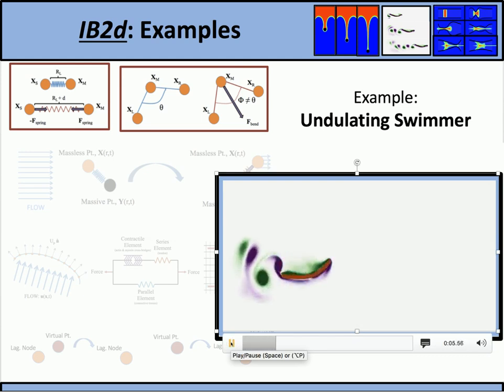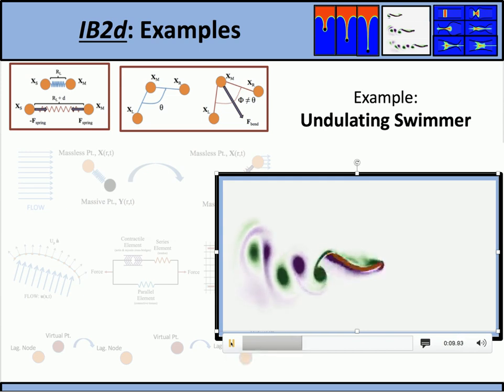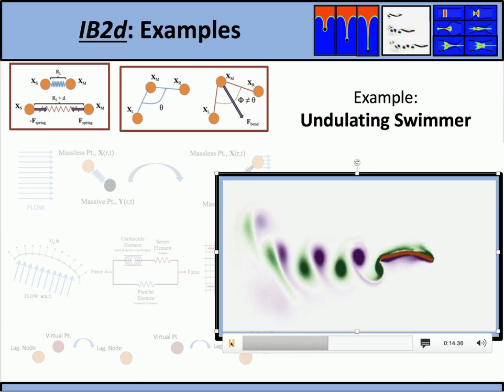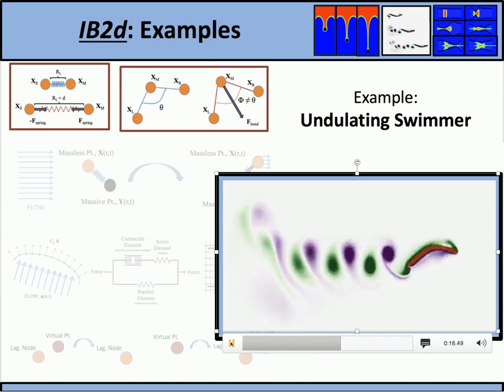You can see it begins to successfully move left to right. The background color map here illustrates vorticity, so you can see as it's changing its curvature, it's shedding vortices basically off of its tail.